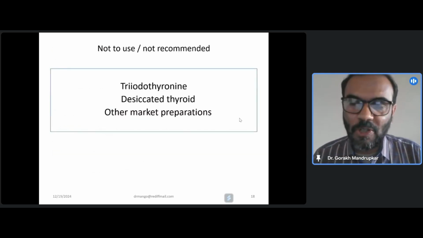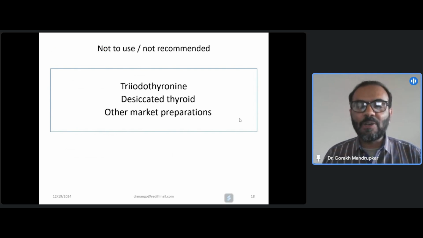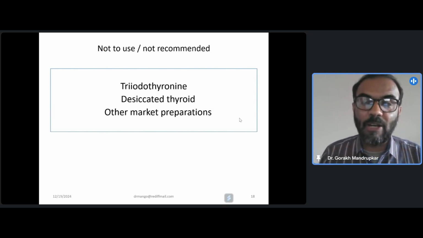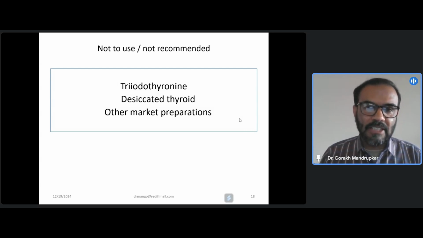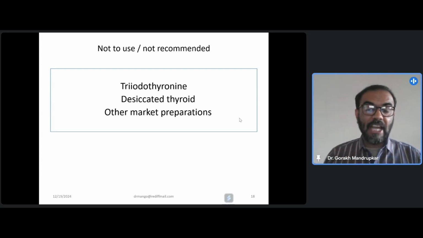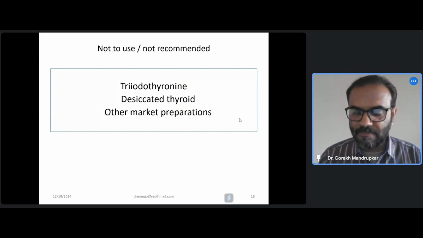What is not recommended to use? Tri-iodothyronine, desiccated thyroid, or any other market preparation in the name of Ayurveda, homeopathy, naturopathy, or even some of our seniors have recommended that use this desiccated thyroid, etc. Wrong.